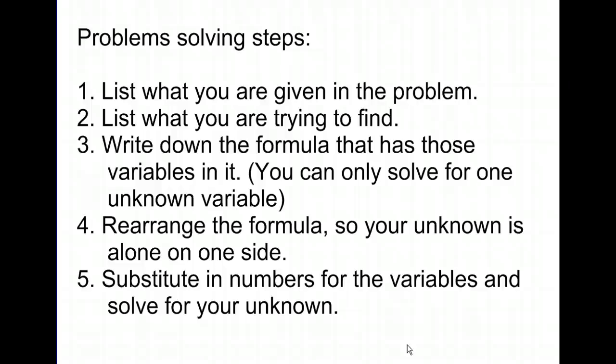So list what you're given first. Do that before you do anything else. When you're looking at those numbers, list out what each number is. Second, write what you're trying to find. Write down what your unknown is. Third, write down the formula that has those letters in it, those variables. You can only solve for one unknown variable. If you have more than one unknown, you can't use that formula. You have to find a different one or find ways to substitute things. Now this step will save you a lot of headache with trying to mess with numbers and trying to do algebra. Rearrange the formula using algebra so your unknown is alone, all by itself on one side. Then you plug in the numbers for each of the variables and solve for your unknown.